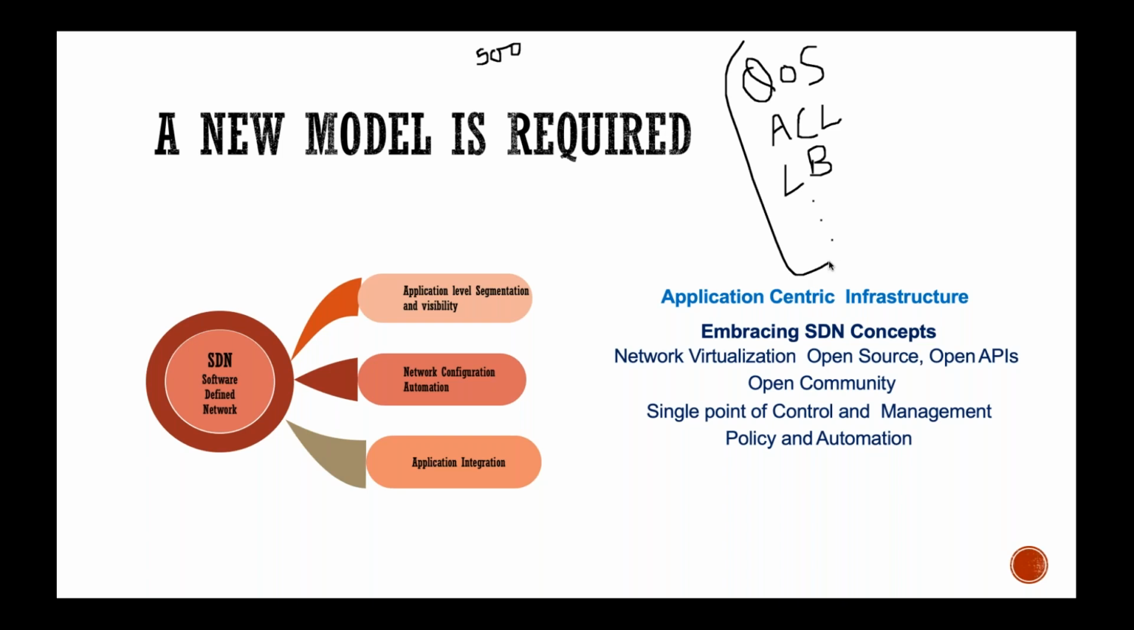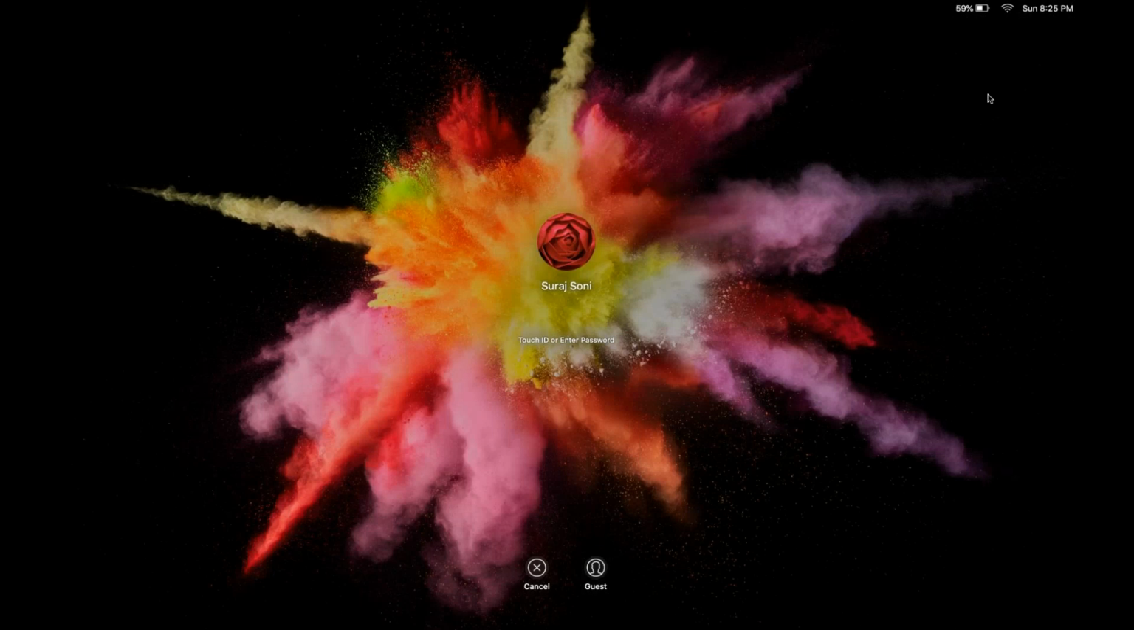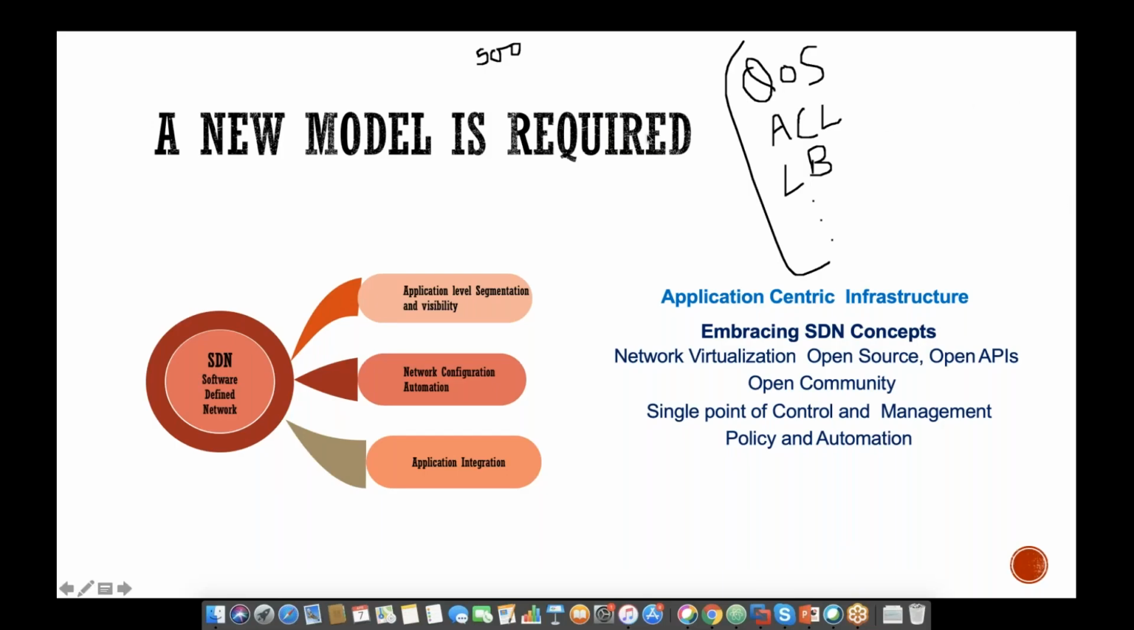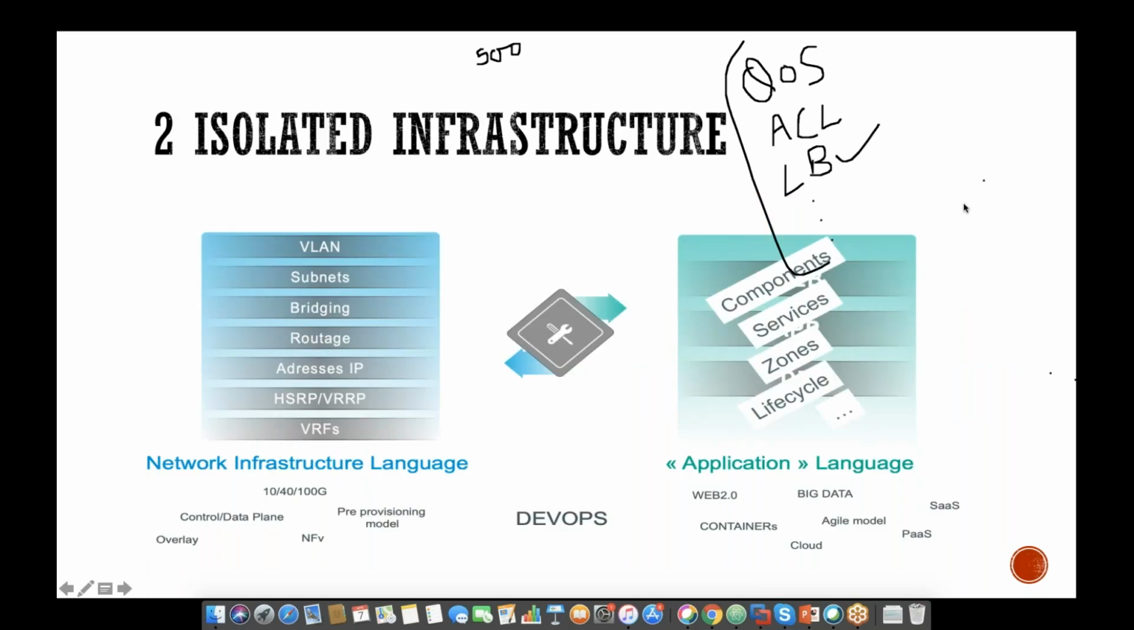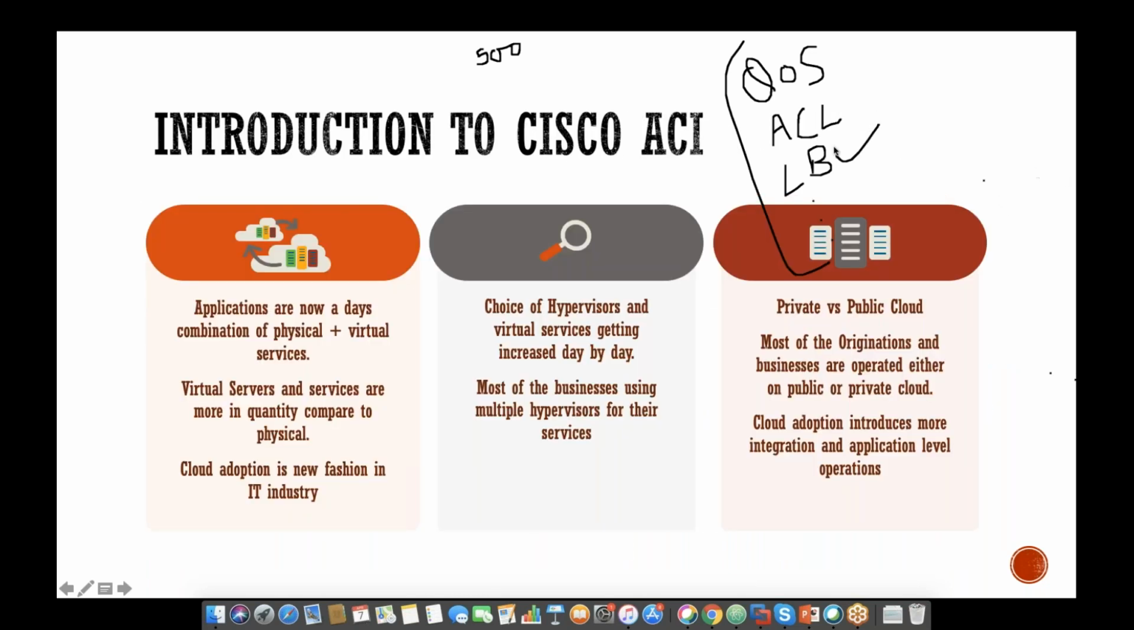What's my ultimate goal? My ultimate goal is that the application should have the limit from the quality of service, should have security from my ACLs, and should have the load balancing mechanisms. That's my ultimate goal. But I'm going to repeat the same story again and again in 500 boxes. Am I making sense? So this is how my traditional network was.